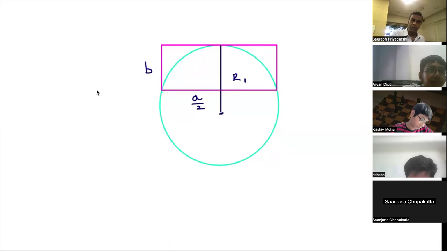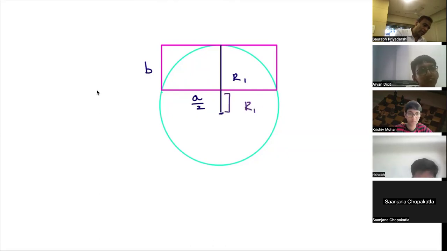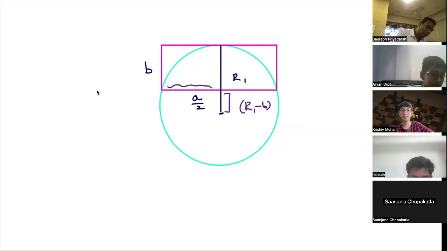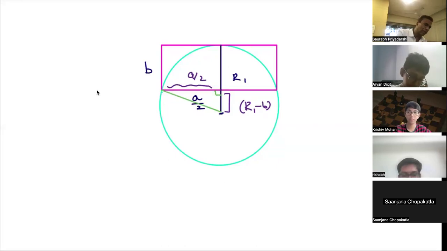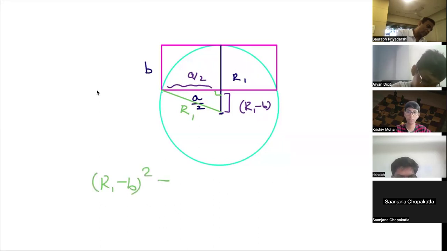Now, see everyone, this is radius R1. So this length will be R1 minus B, and this length is A by 2. If I join both of these, obviously this is 90 degrees, and this is radius R1 again. So I can write R1 minus B the whole square plus A by 2 the whole square is equal to R1 square.